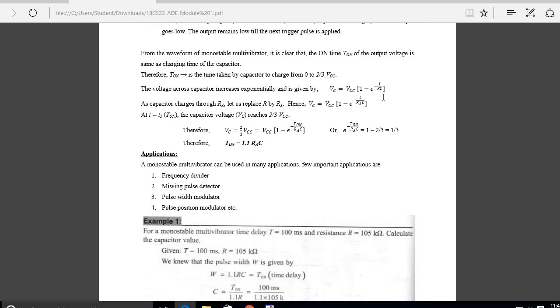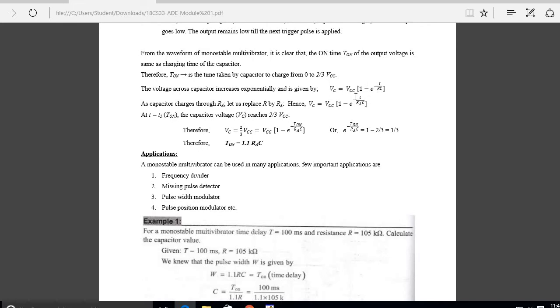VCC is equal to VCC into 1 minus e to the power of T on divided by R into C. After rearranging, T on should be 1.1 RA into C. You should remember this for solving problems. This formula is very helpful. You just have to remember these three equations.